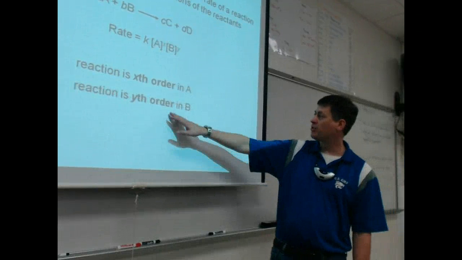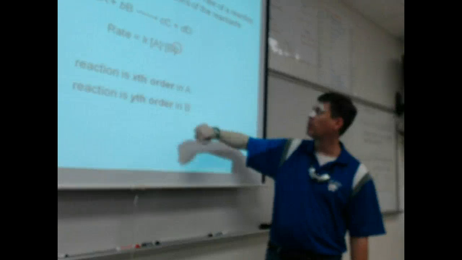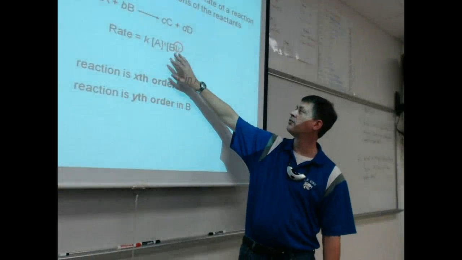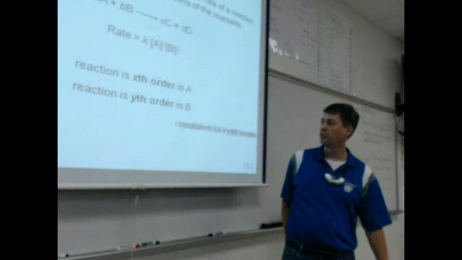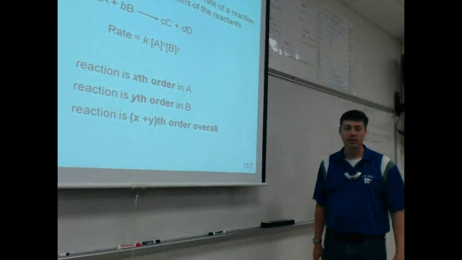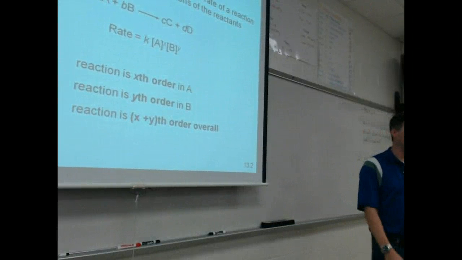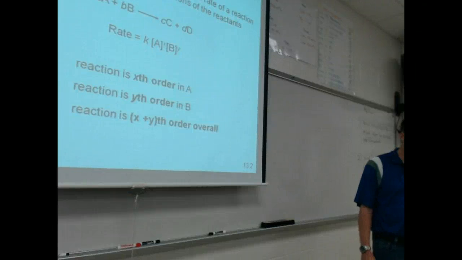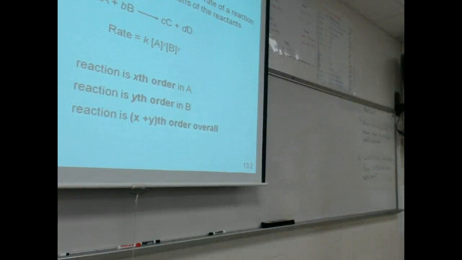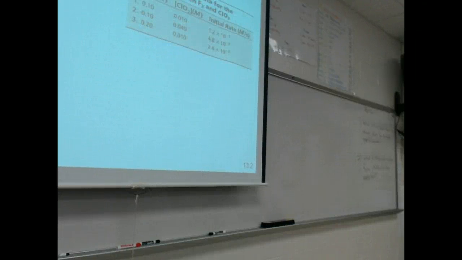The reaction is Yth order in B. They could both be 1s. It'd be first order in A, first order in B. And if they were both 1s, it would be second order overall. So what does order mean? It has to do with how the concentration affects the rate. Here we have some data.